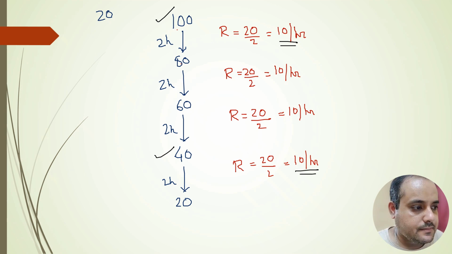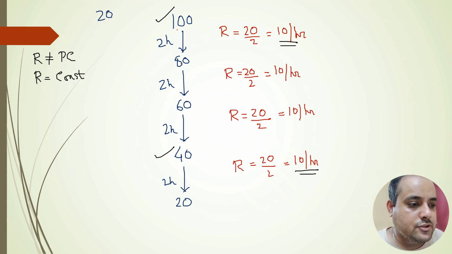That means in case of zero order kinetics, the rate of elimination is not related to the plasma concentration. There is no relation. Whatever the plasma concentration, the rate of elimination will be the same. That means I can say that the rate of elimination is actually constant. So let us assume that this constant is K.